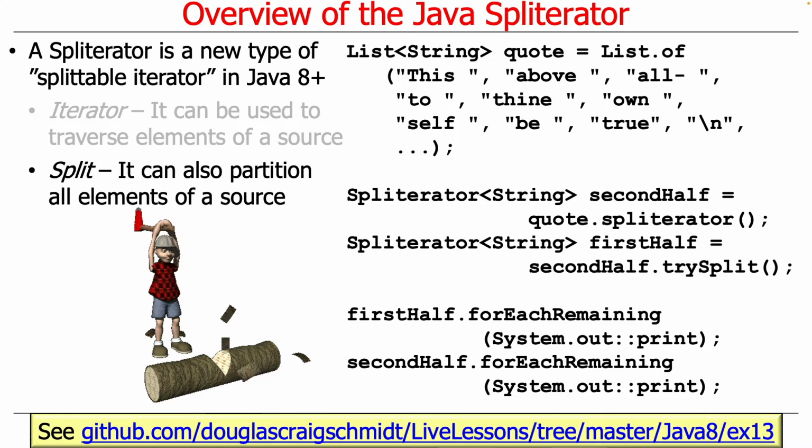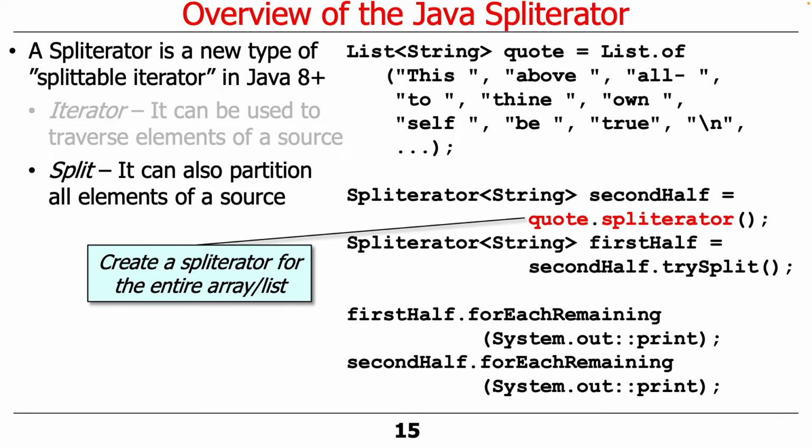The other thing you can do with a spliterator is you can split it. So you can partition things up into chunks, groups of chunks, ultimately culminating with a single atomic chunk when it's split. So let's take a look at an example here. We're going to do two spliterators. The first, we're going to say quote.spliterator. So that's going to get us essentially a spliterator to the second half of the quote. You'll see why that is in a second. Actually, it gives us back a spliterator to the whole thing. And then we're going to say secondHalf.trySplit.